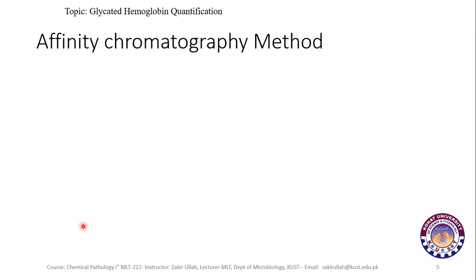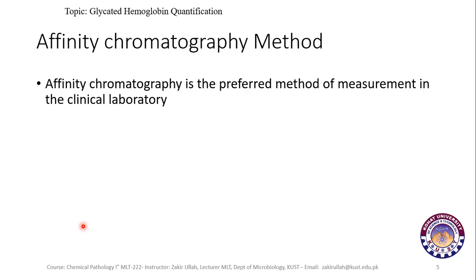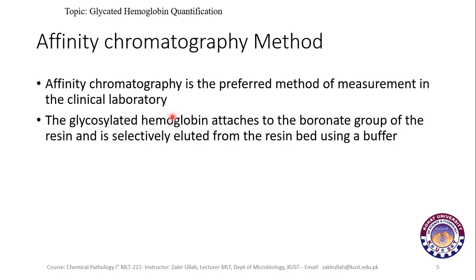Affinity chromatography method. This is the method which is preferred in clinical laboratories for measurement of glycated hemoglobin. In this method, the glycosylated hemoglobin attaches to the boronate group of the resin, and from this resin, the boronate-containing glycosylated hemoglobin is selectively eluted from the resin bed using a buffer.